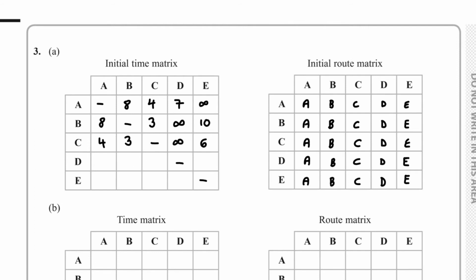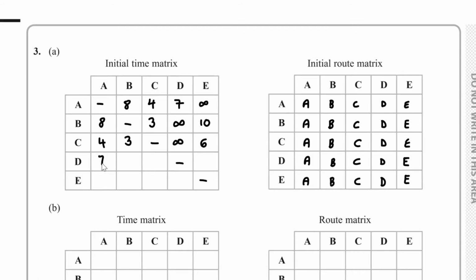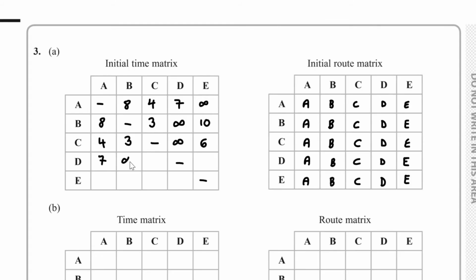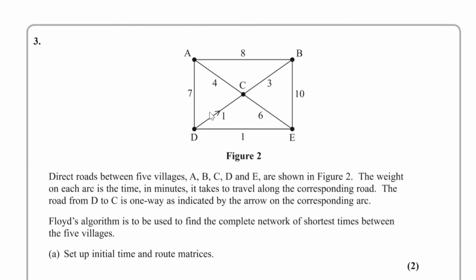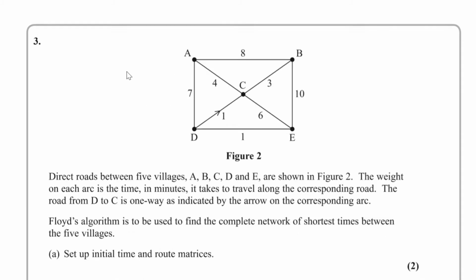If we take a look at DA, this is 7. DB, there's no one way of getting there, so we replace this with infinity. DC, that's 1, because here we've got a directed network. And then DE, that's 1.